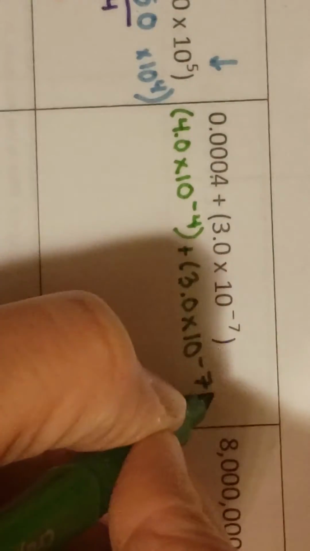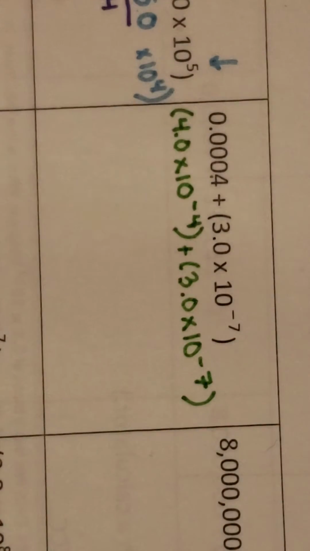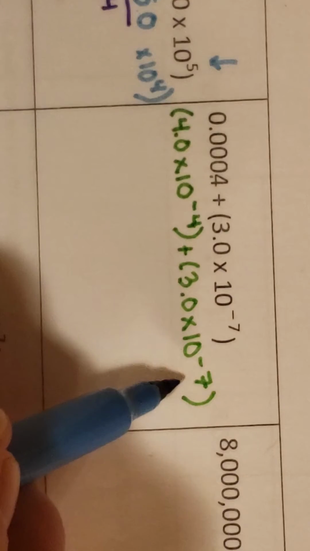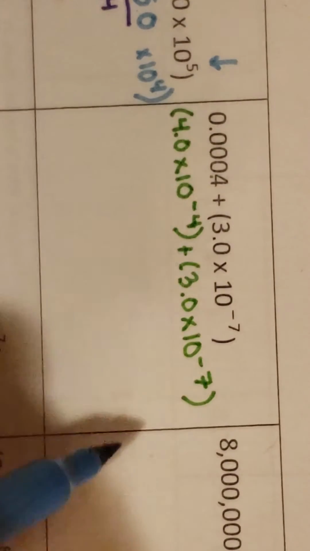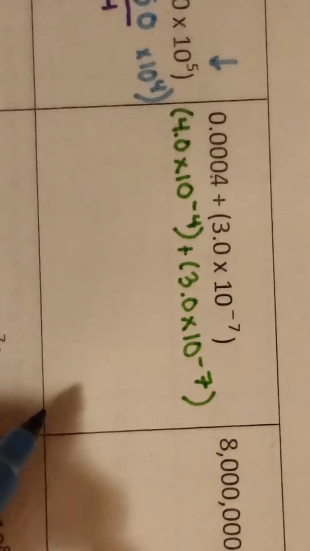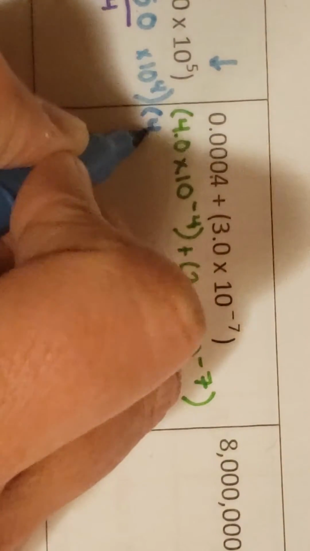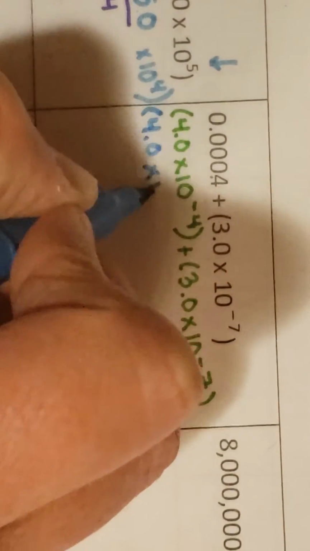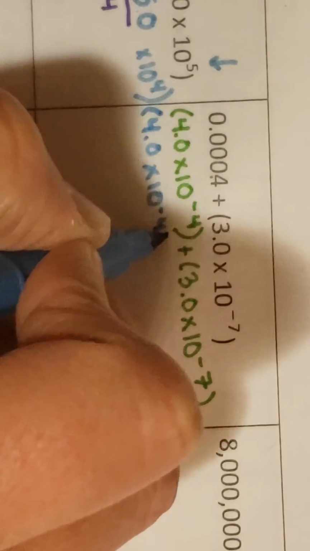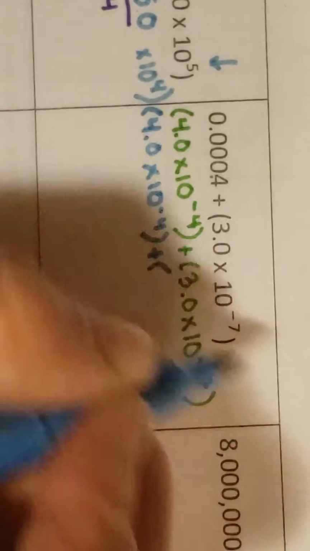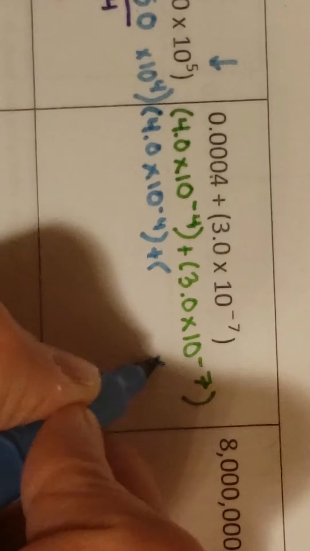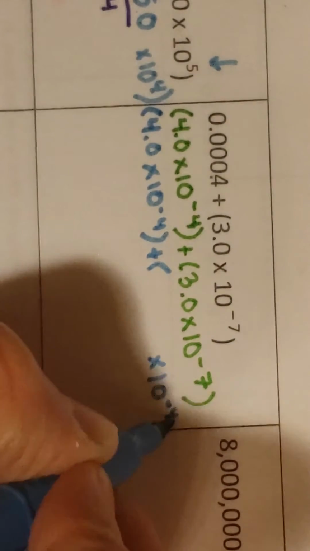Good. That part is done. Now we need to adjust so that I either have both negative 4 or both negative 7. And so I'm just going to keep this negative 4, so that this will also have to be something times 10 to the negative 4th.